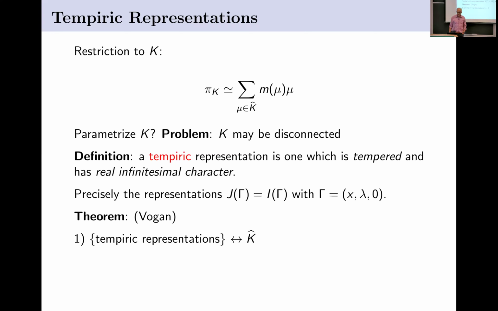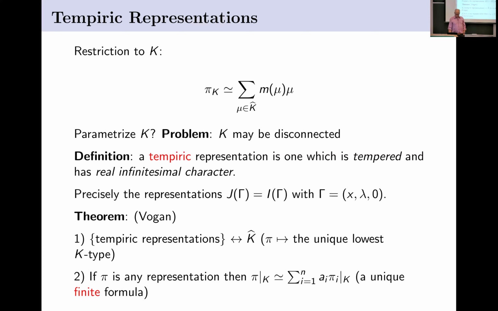And David proved, first of all, that the tempered representations are in bijection with K hat, where you take a representation to its lowest K type. And if you have any representation, you can find a formula for its restriction to K as a finite sum of tempered representations. I didn't write that on the right-hand side. It's a finite sum, and these guys are tempered. And so this is where the finiteness comes in that you were asking about.